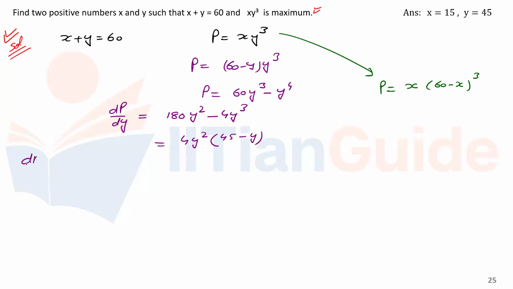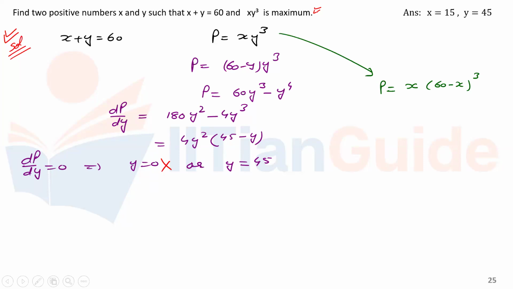I will make dp by dy to be 0. Then I'm getting a result: either y is 0 or y is 45. I'm getting two values of y. Y is 0 is meaningless. When y is 0, I will get the product to be 0, or basically I'm not dividing 60 into two parts, so I cannot accept it. Just leave it. I got a single value of y, that is 45. And when y is 45, the product may be a maximum or it may be a minimum. Both possibilities are there. Since they have said it is a maximum, I will get the maximum value.